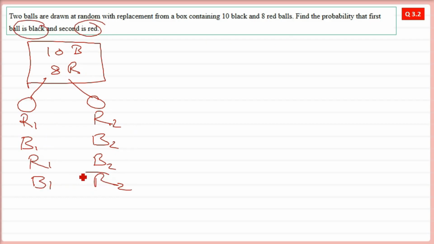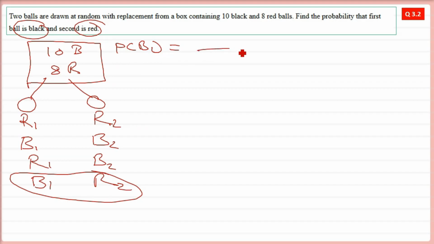But since replacement is being taken care of, and we have to find out that the first is black, it's fixed that the first has to be black and the second has to be red. What is the probability of getting a black? Total is 18. What is the probability of getting a red? See, it's 18 in the denominator. Please remember, for black B1, B2 or R1, R2, the probability remains the same because replacement is going on.